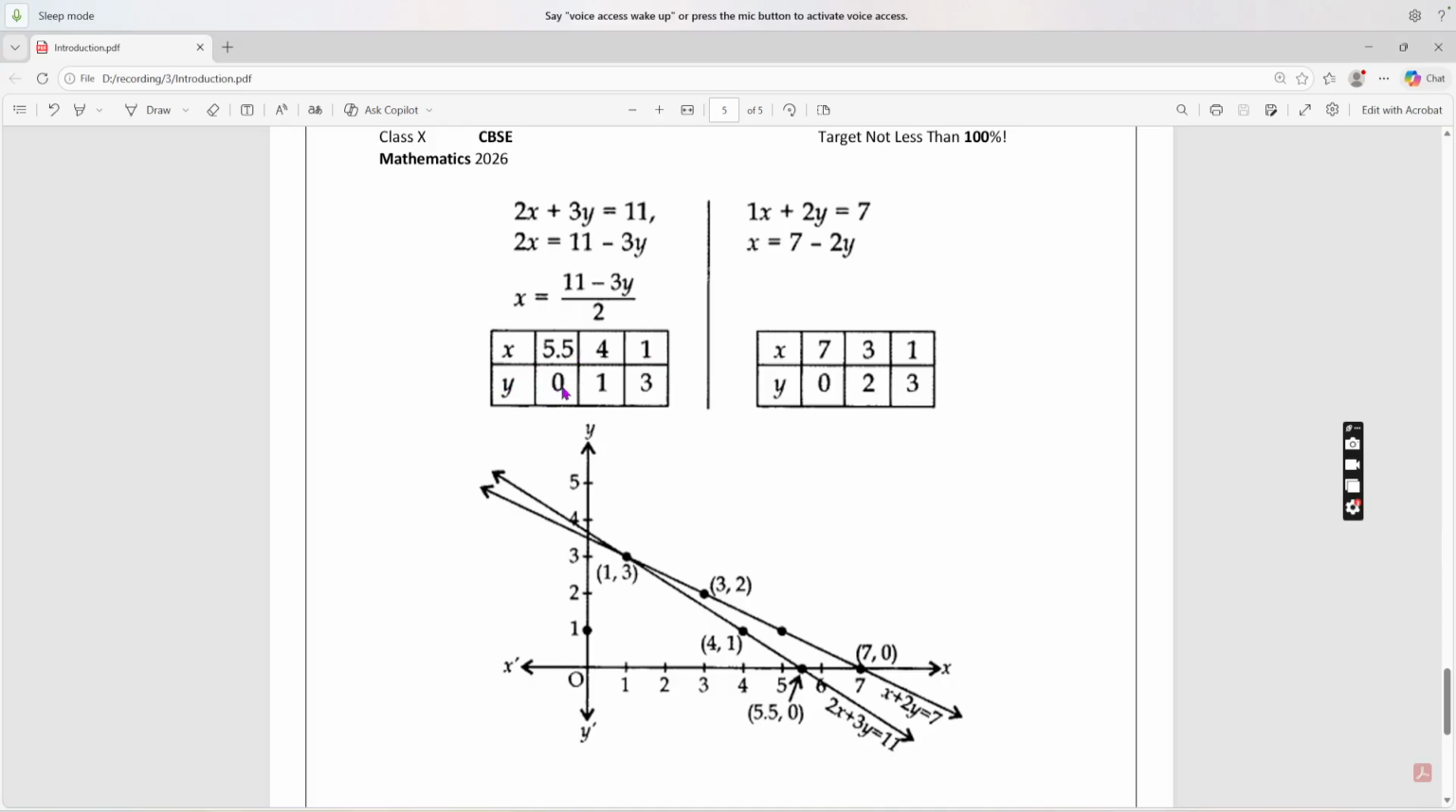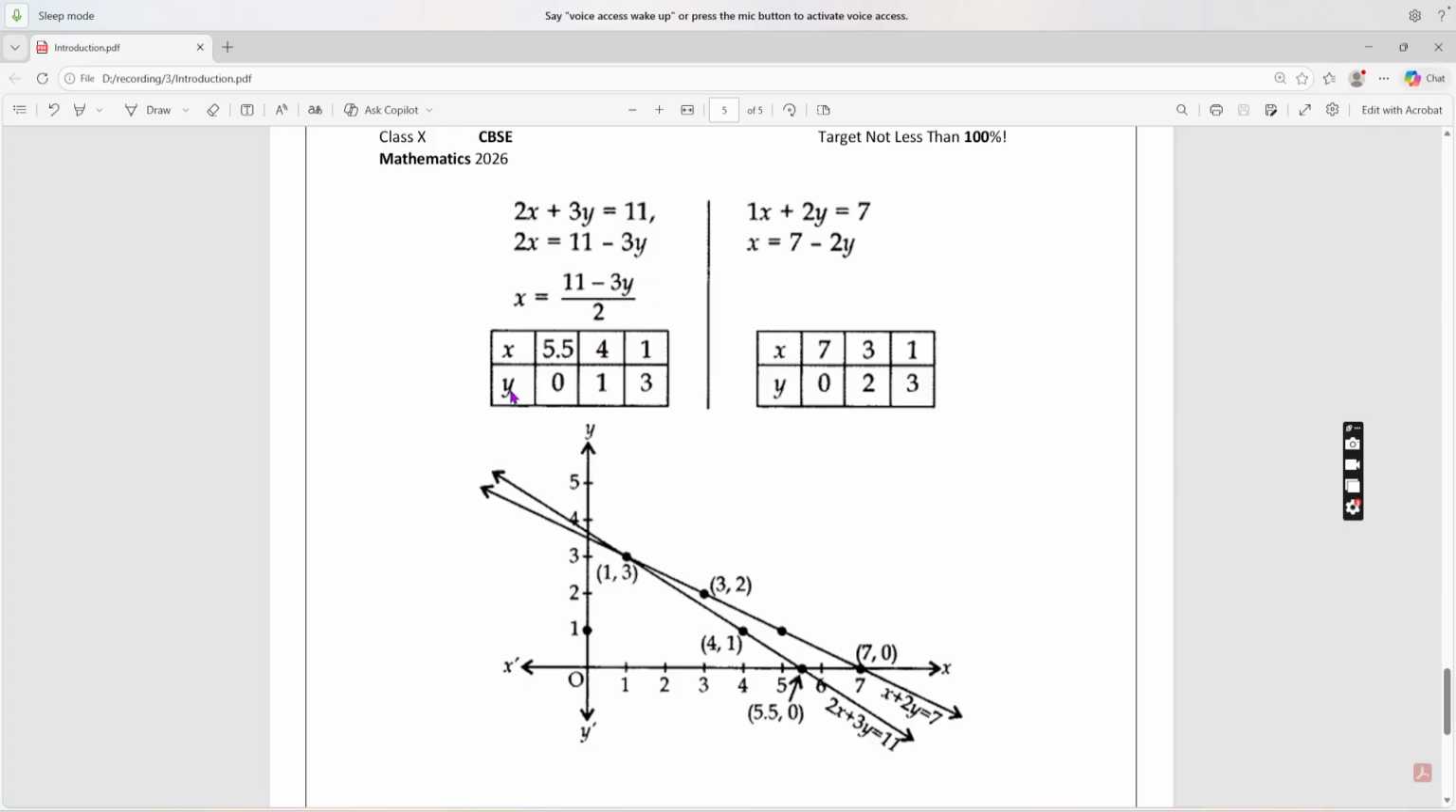Instead of y, if we put 0, then what I am getting is 11 minus 3 into 0, that is 0. So 11 minus 0 is 11. So 11 by 2 is 5.5. 5.5 is simply depicted on the graph. Now we are going to take y as 1. Now 3 into 1 is 3. 11 minus 3 is 8. 8 upon 2 is 4. It is a natural number.